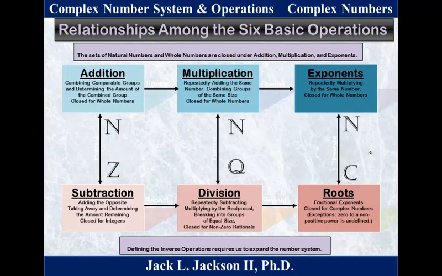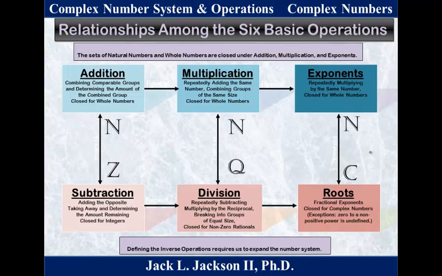Now there are a few exceptions. You can't divide by 0, so other than that the rationals are closed under division. And you can't raise 0 to a 0 power or 0 to a negative power either. And so that makes the complex numbers closed under the roots, except for those few exceptions.